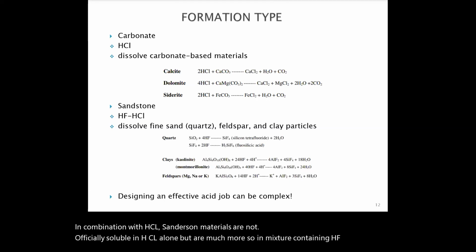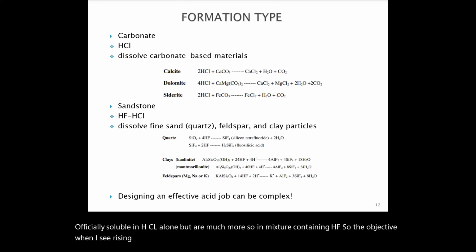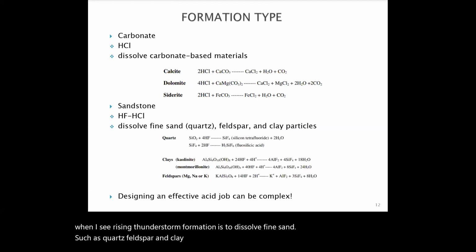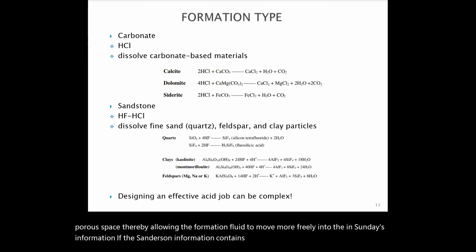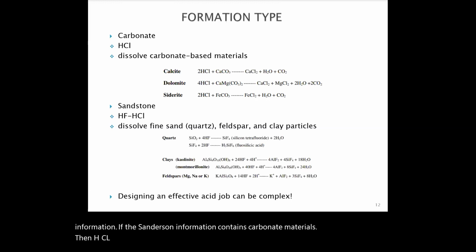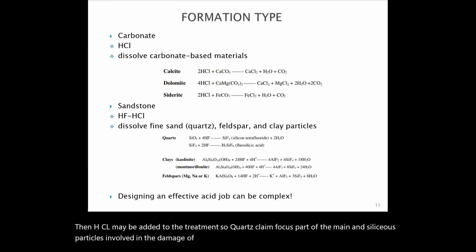So the objective when acidizing sandstone formation is to dissolve fine sand, such as quartz, feldspar, and clay particles that are blocking or restricting flow through pore space, thereby allowing the formation fluid to move more freely into the well. If the sandstone formation contains carbonate materials, then HCl may be added to the treatment. Quartz, clay, and feldspar are the main siliceous particles involved in the damage of sandstone. You can see here we included some primary chemical reactions in sandstone acidizing.